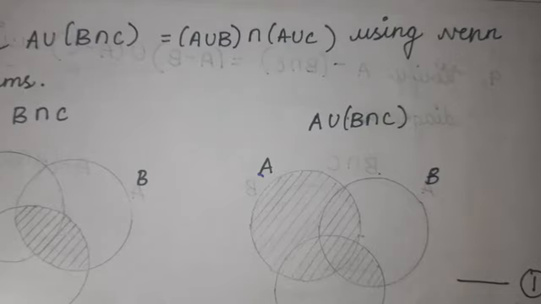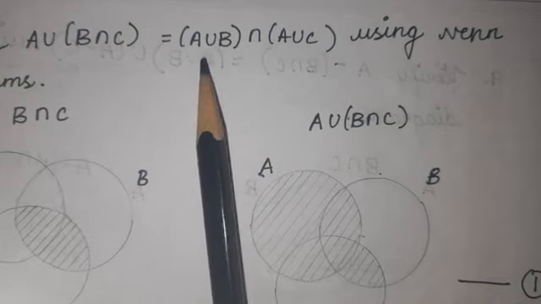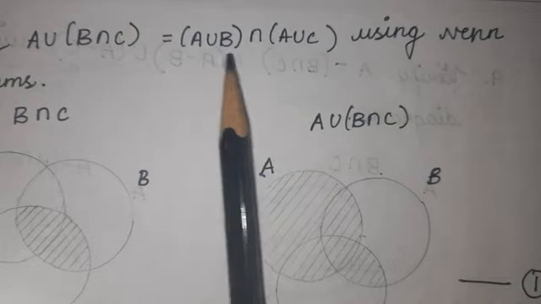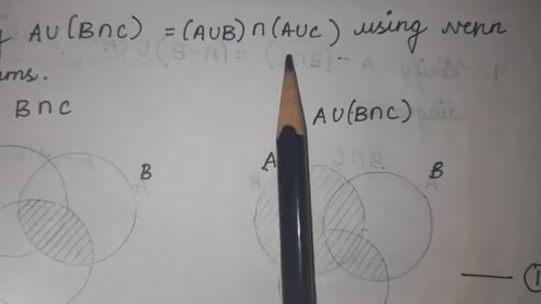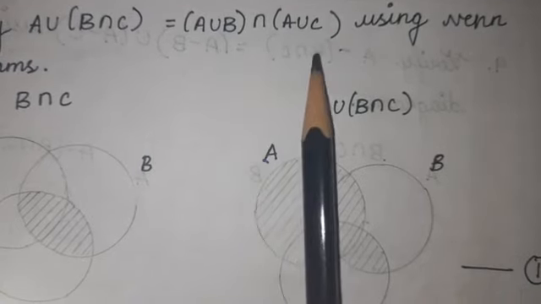Next, I am going to find the RHS side. In the RHS side, first we should find inside the bracket. Here you have 2 parts inside. First, you should find A union B. Then, you should find A union C. After that, for both, you should take intersection.